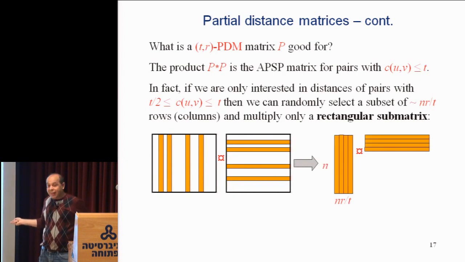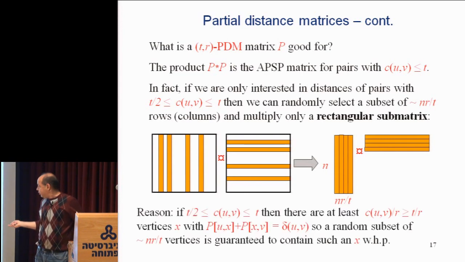And now compute the rectangular matrix multiplication. The dimensions are reduced, and not only are they reduced, it's even cheaper to do rectangular matrix multiplication. And because we have witnesses in every R segment, the choice of these amounts of rows and columns guarantees that there will already be at least one witness inside these rows and columns. So already this rectangular product would give me what I want. And of course, it's cheaper to do the rectangular product.